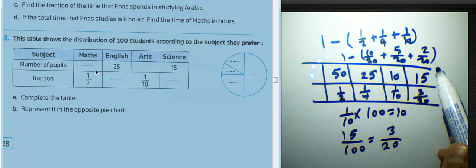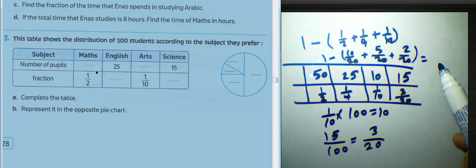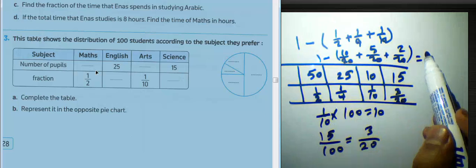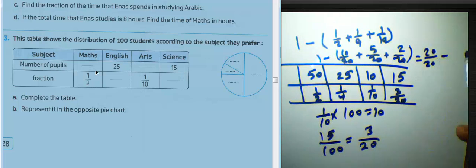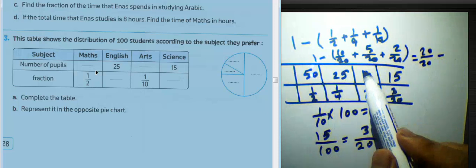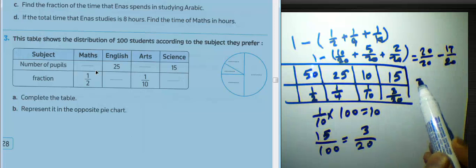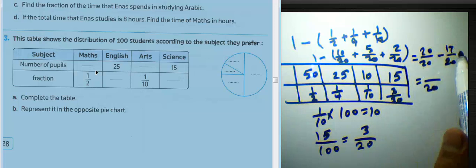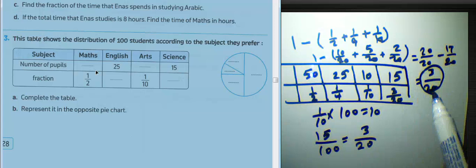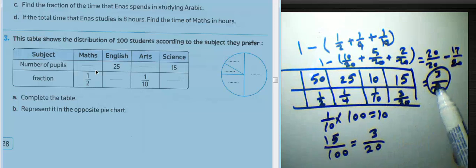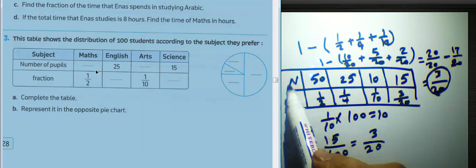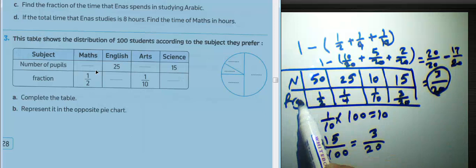So we can write here, 1 will be 20 over 20, subtract by the sum of all fractions here, 17 over 20, and we can find the difference. 20 subtract 17 equals 3. Okay, it's another method to find the fraction of science. So this was the number and this was the fraction. Okay, understood?